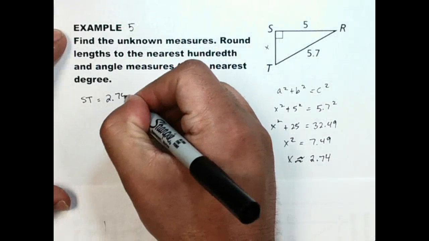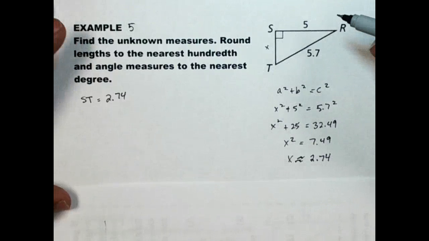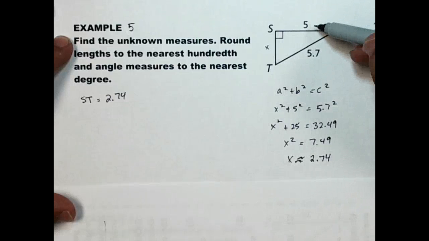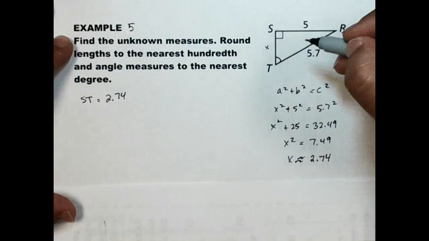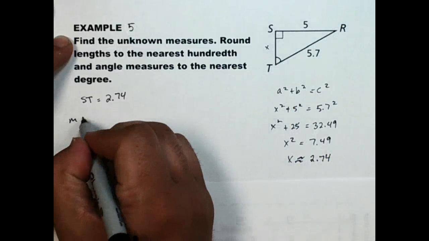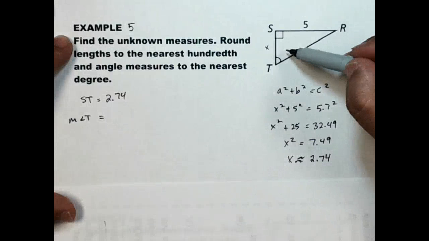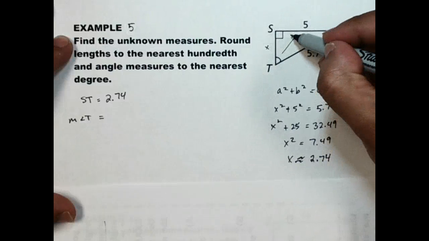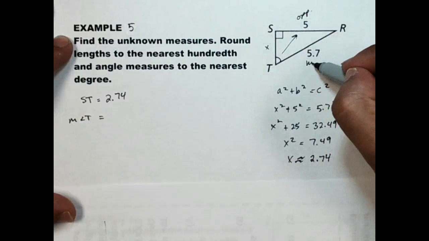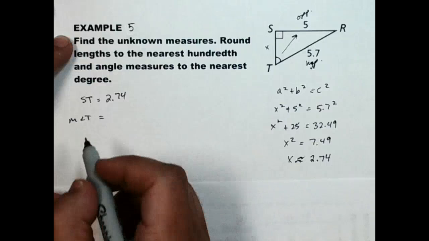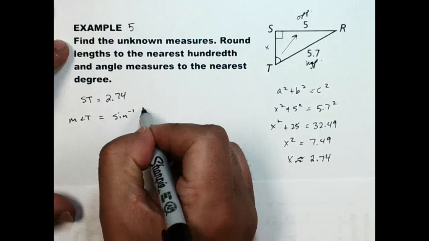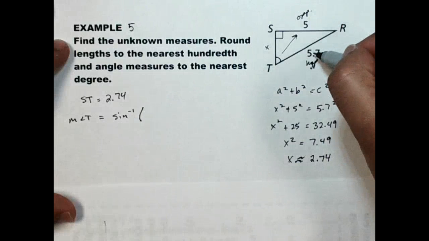So there's that one. Now I need to find my angle measures. So let's say I want to use these two, what's given to me. I'm going to say T. I want to find this angle T here. So the measure of angle T is going to be equal to the ratio of 5 and 5.7. If I'm using T, this is going to be my opposite side, and this is going to be my hypotenuse. So opposite over hypotenuse, that's my sine function, but since I want the angle, I have to do the inverse of the opposite over hypotenuse.